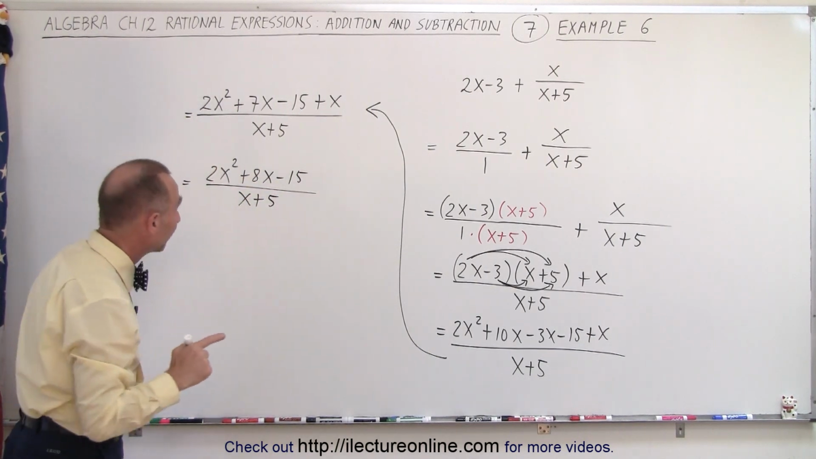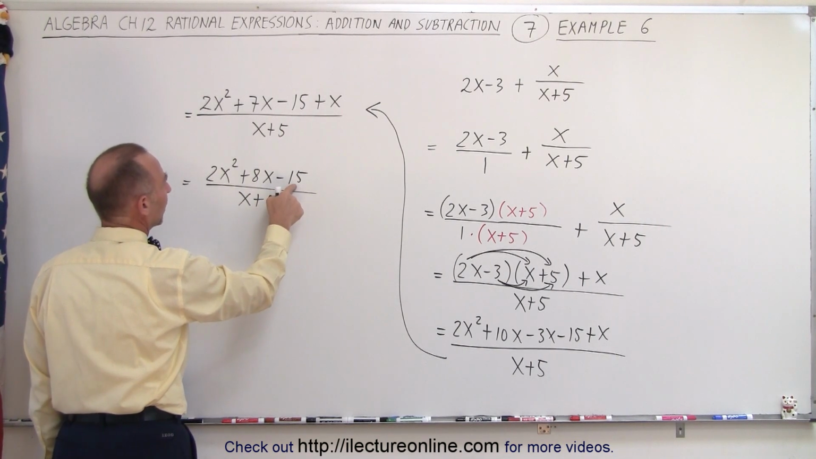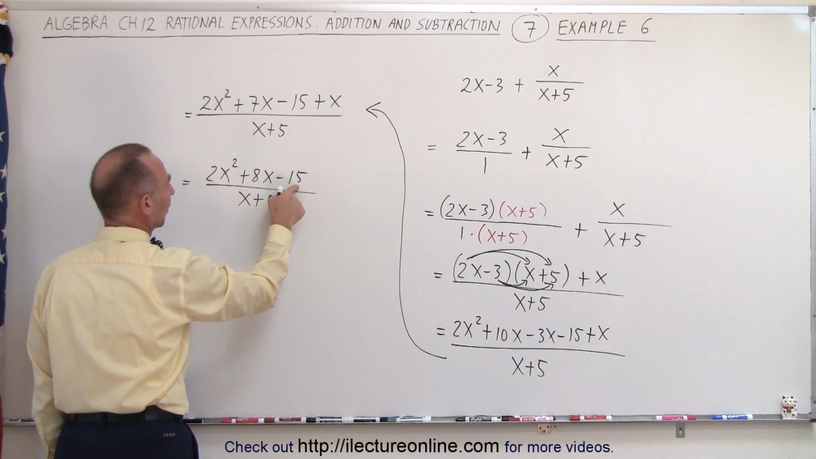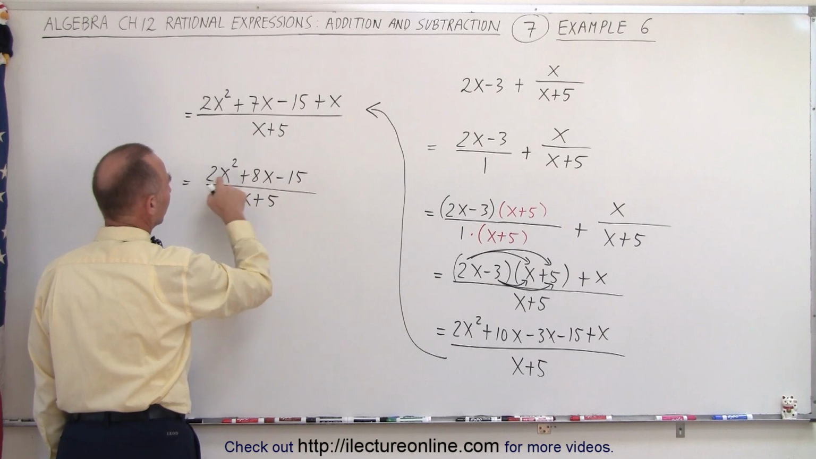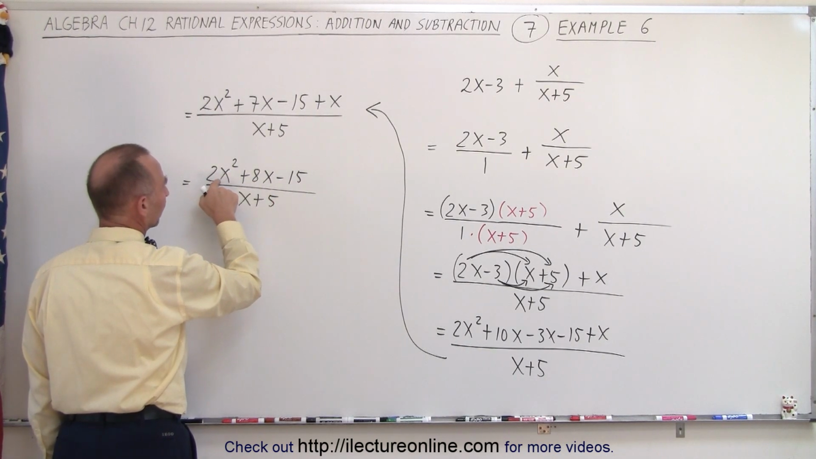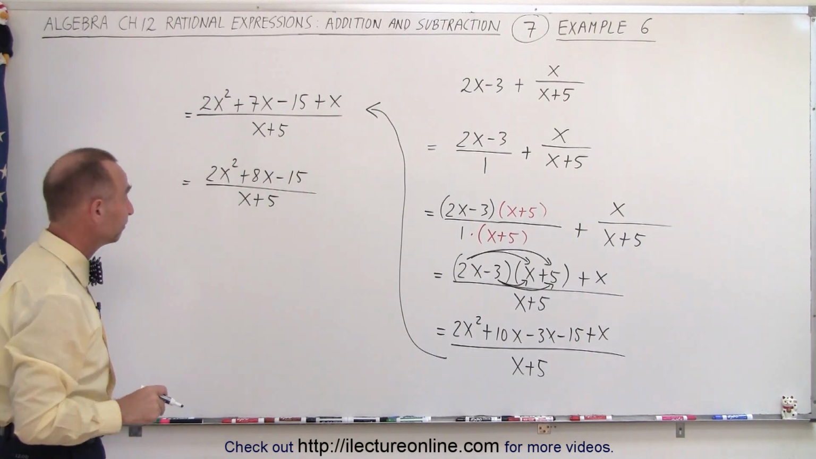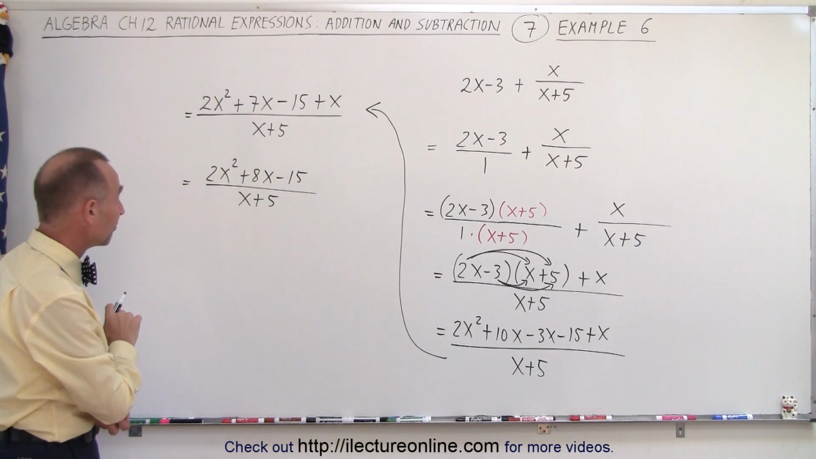Now we might be able to factor that, but let's see here. We can get 15 by multiplying a 3 times a 5. 3 times 5 is 15. If we make the 5 positive, then 2 times 5 is 10, minus 3 is 7. That won't work. And if we make that a negative, that won't work. We can't factor that. Or you can try that, but it's not factorable.